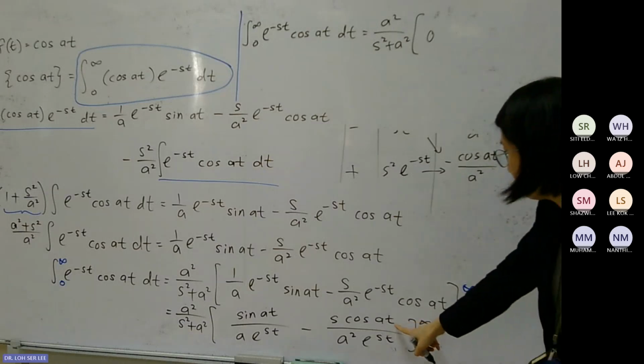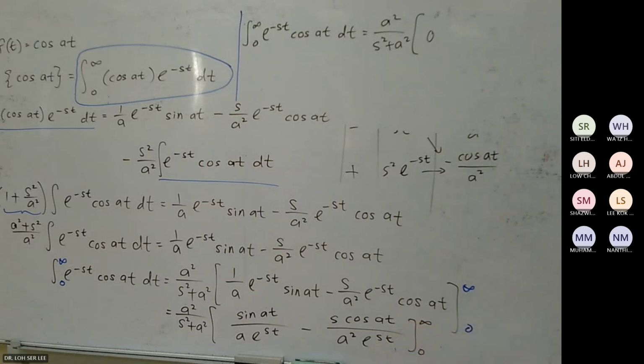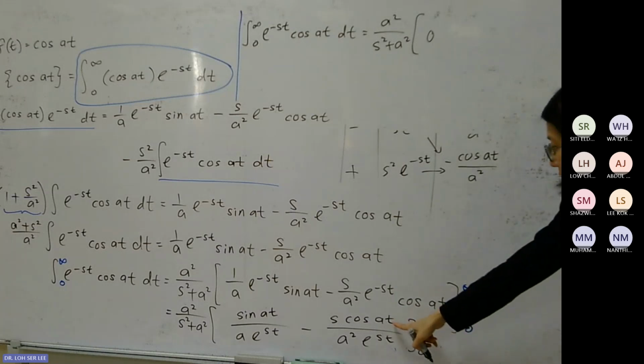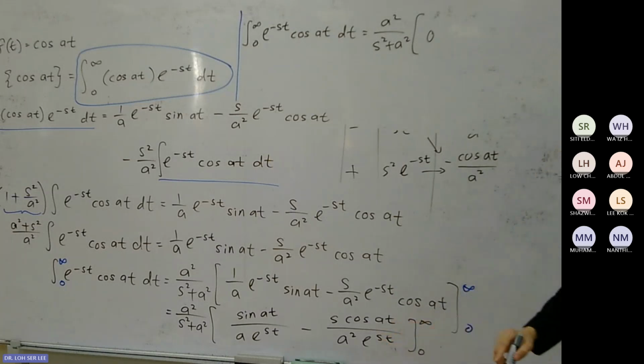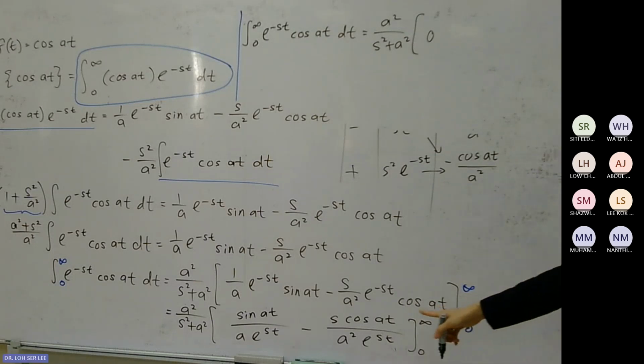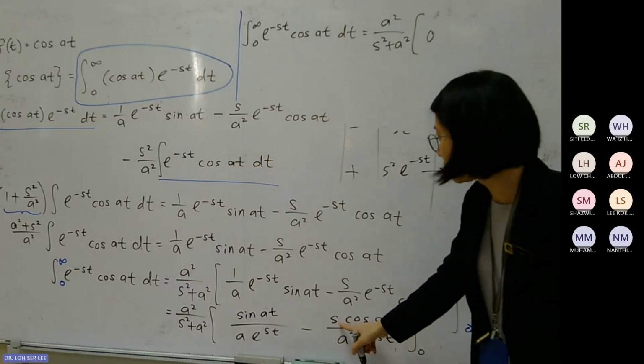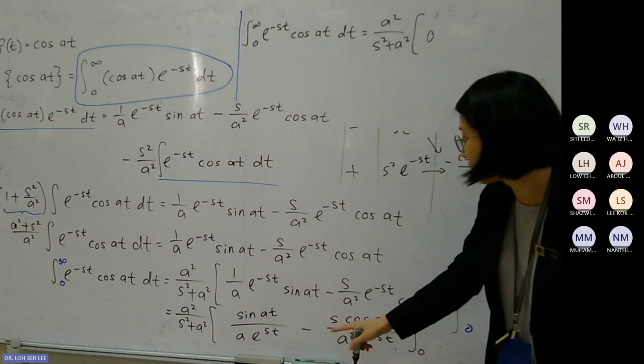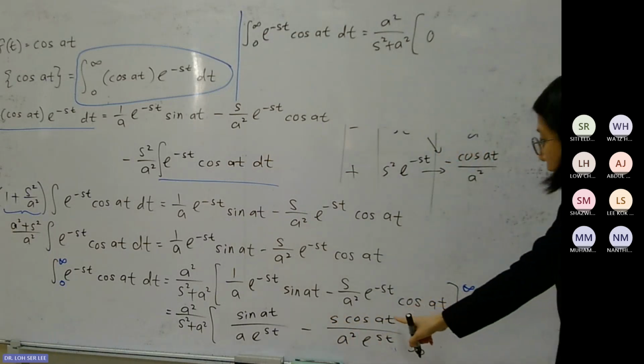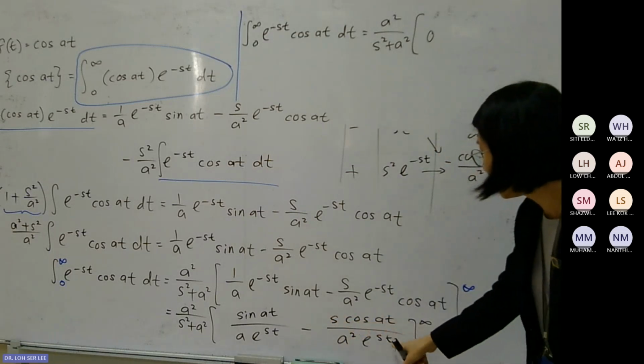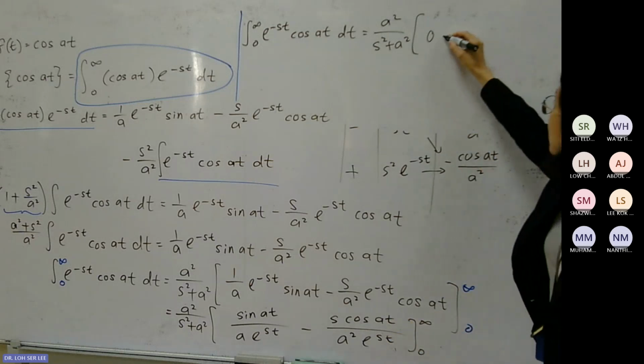How about here? When infinity goes to this and this, same thing, 0, right? Because the cos function also depends on the value. This s is just a constant. So you will get a constant over infinity, which is 0.